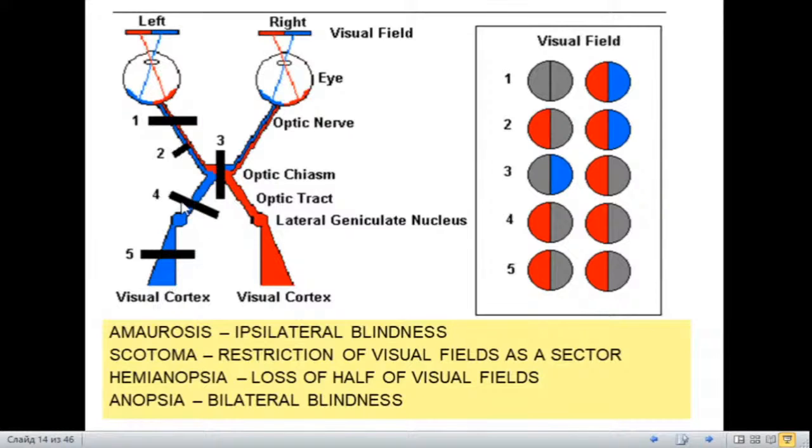So, in case of damage to the left optic tract, right visual fields will be lost. In the left eye it is the nasal visual field, in the right eye it is the temporal visual field. And, for example, if the left optic radiation or left visual cortex is damaged, it is absolutely the same situation. Also hemianopsia, loss of half of the visual fields, takes place.